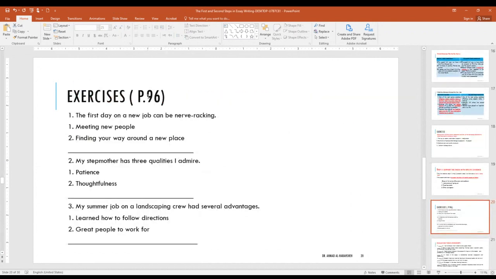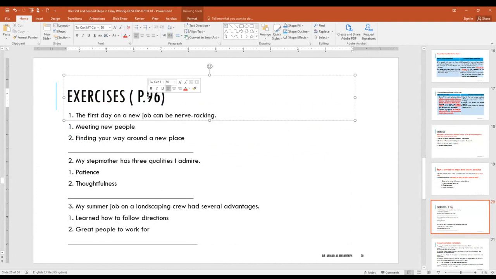Now, I have an exercise here on page 96 of your book. By the way, I uploaded the textbook for you. Also, I uploaded this chapter 2 for you as a PDF, and I uploaded this presentation also. You can find it on Blackboard. You can download it from there.